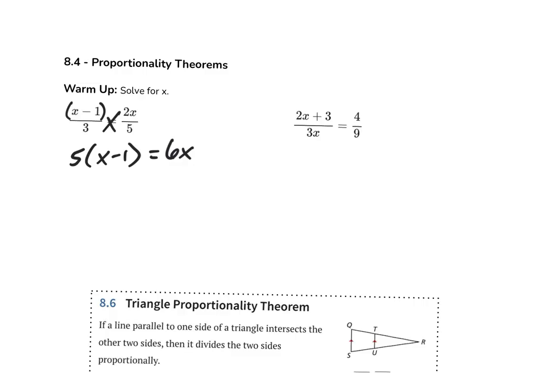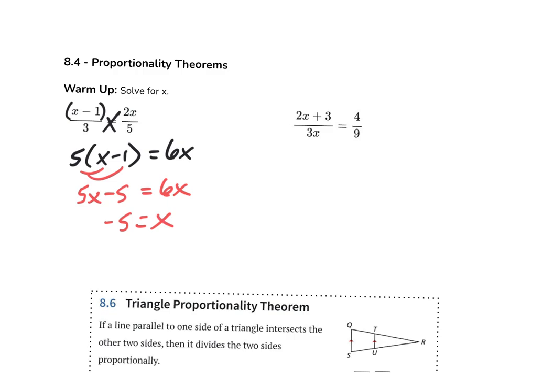And here's why the parentheses are such a big deal, is because I now have to take that 5 and distribute it. If I don't put parentheses around the x minus 1, I'm going to forget to distribute here, and that's a big deal. I'm going to get a completely different answer. And so we have to be really, really careful about that. And then I can subtract 5x, and I get x equals negative 5.